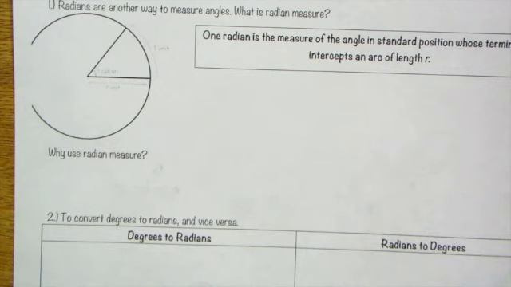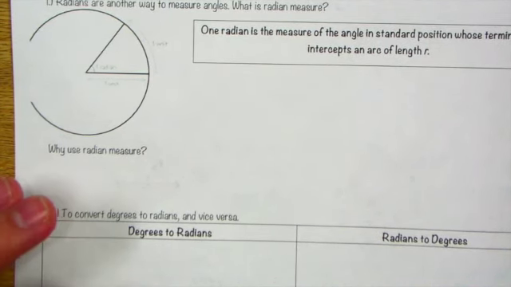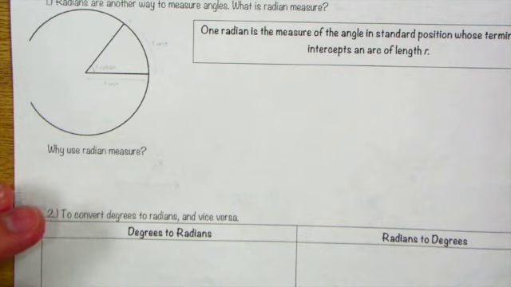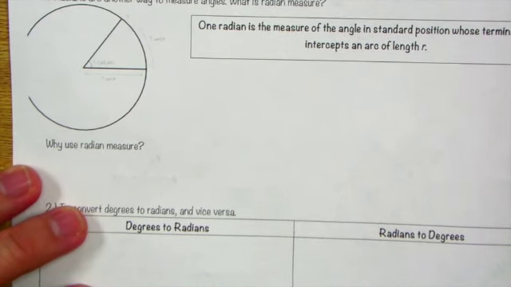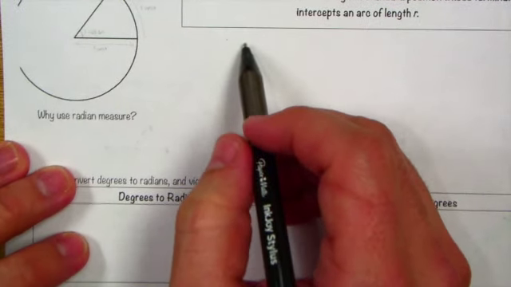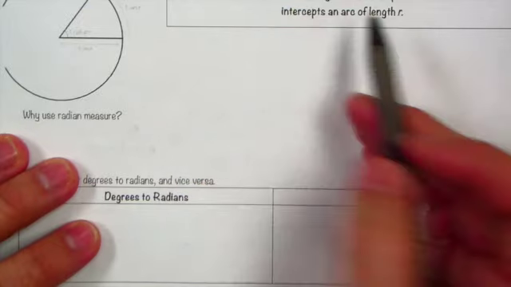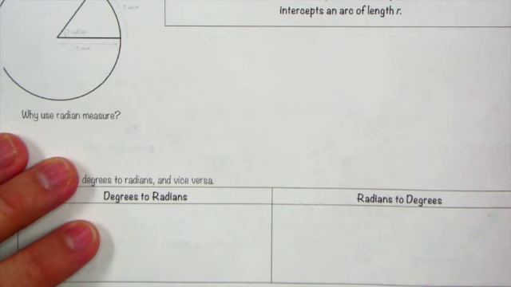Radians are used heavily in pre-calc and calculus. They make measuring angles in pre-calc and calculus a lot easier. So that is why we introduce radians here. For those going on and taking pre-calc or even calculus, some of you underclassmen are going to be seeing this a lot. So here's your formal introduction into radians. Basically, the definition of a radian is the measure of the angle in standard position whose terminal side intercepts an arc length of r.